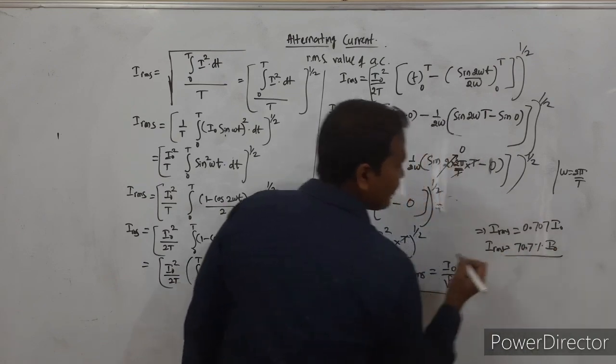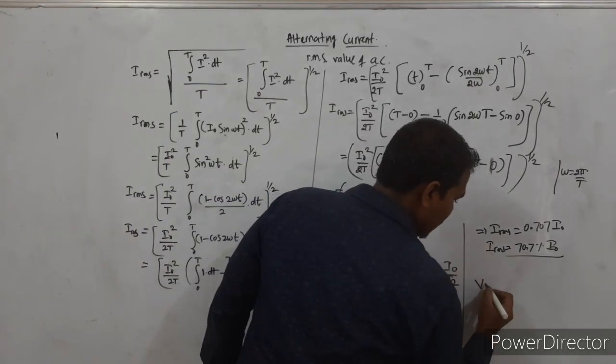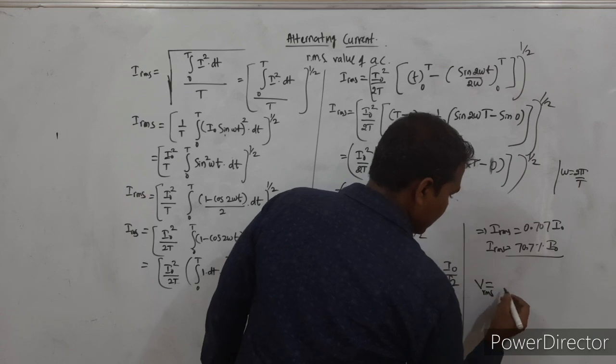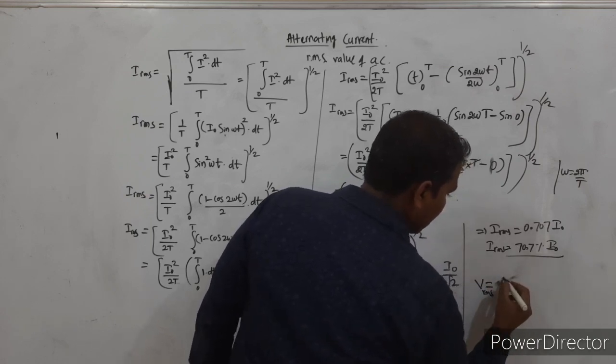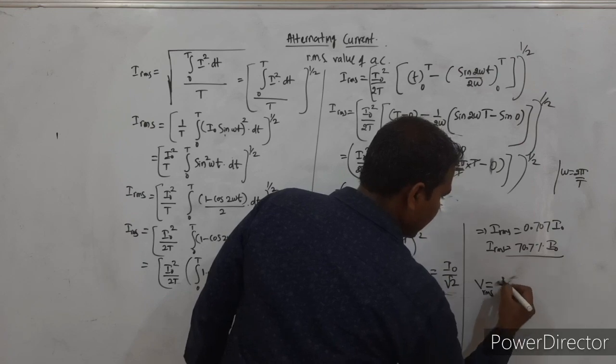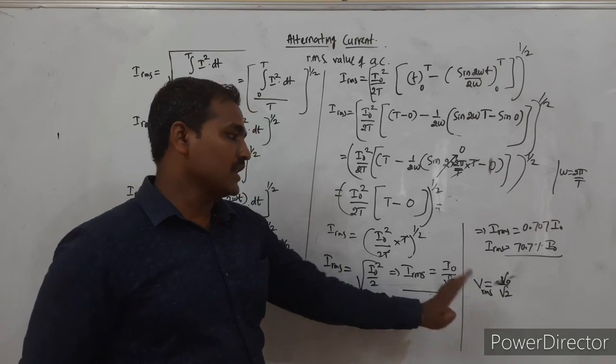70.7% of peak value of alternating current. Similarly, we can also write it for the voltage. V_RMS is equal to what? V naught, yes, that is equal to 1 divided by square root of 2 into V naught. So this is the RMS value of voltage.